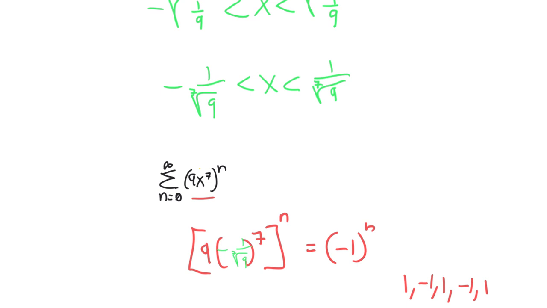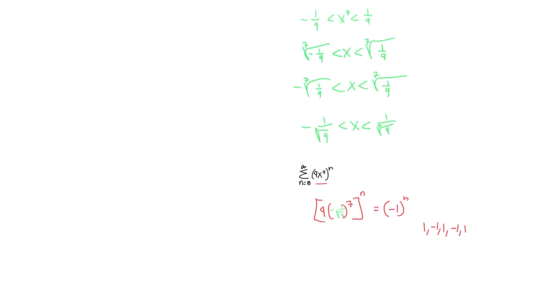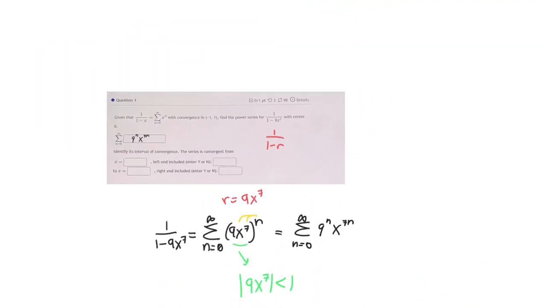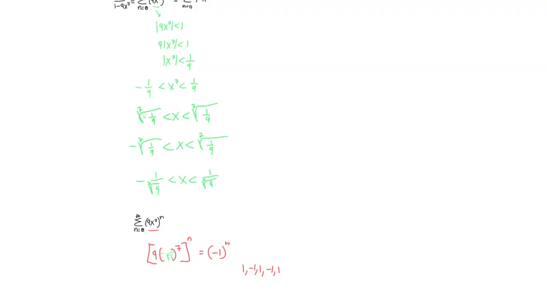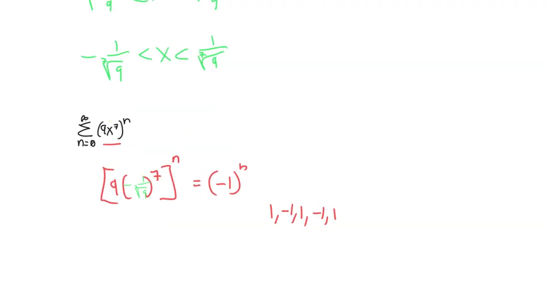So since we know that upon plugging this endpoint into this, we end up with a divergence, we know that this endpoint is not included when it comes to the interval of convergence. At that endpoint, there's no convergence. Now, of course, we should be plugging in the right endpoint also. So let me just set it up for us.